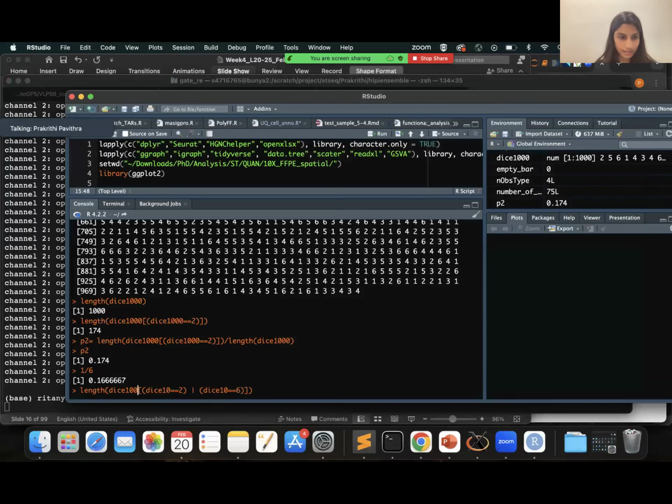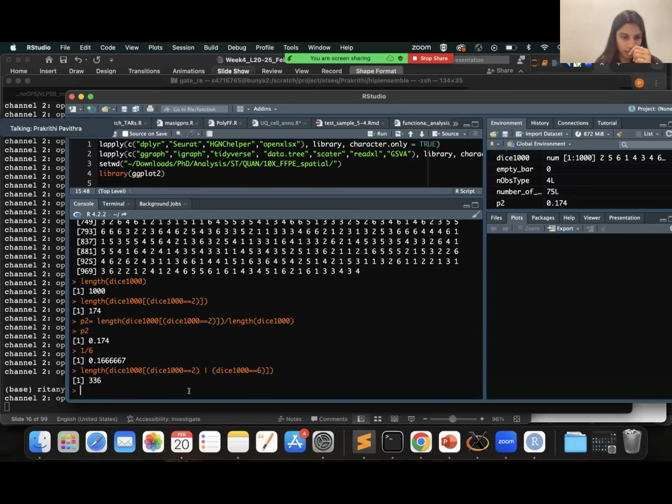So length of dice 1000 is equal to 2, dice 1000 is equal to 6. So this pipe symbol here means OR. So A union B. Union is OR. So this pipe symbol means union. If you put an ampersand symbol, it is intersection. So we just want union here. So we are using pipe. So it's 336. So if you do 336 divided by 1000, you'll get your probability for A union B.